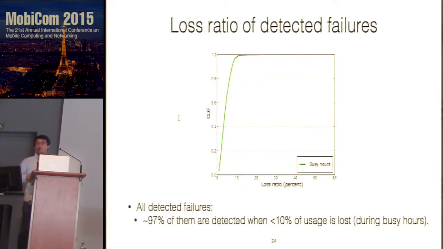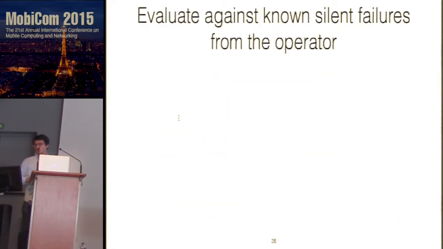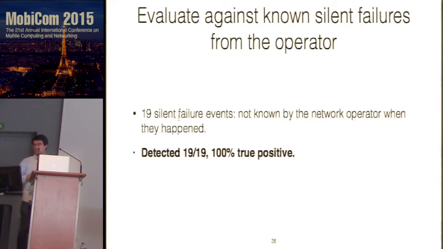So this CDF shows the loss ratio of all detected events. Basically, we can see that 98% of the detected events will be detected after only 10% or less of usage gets lost. So this means that Epson is pretty responsive in detecting events. We also evaluate Epson against a set of known failures in an operator, and basically Epson can detect all of the events with 100% true positive.